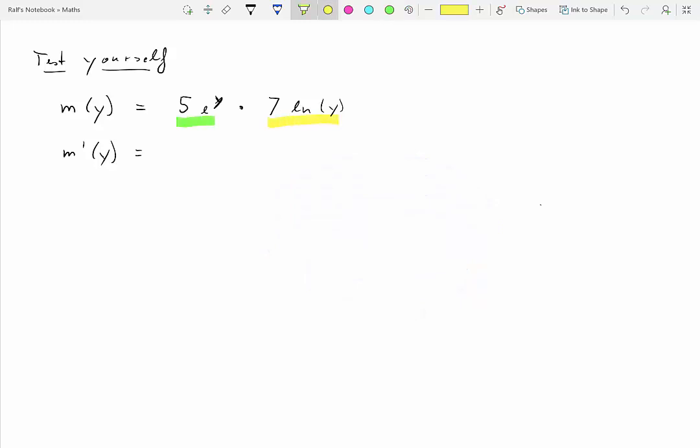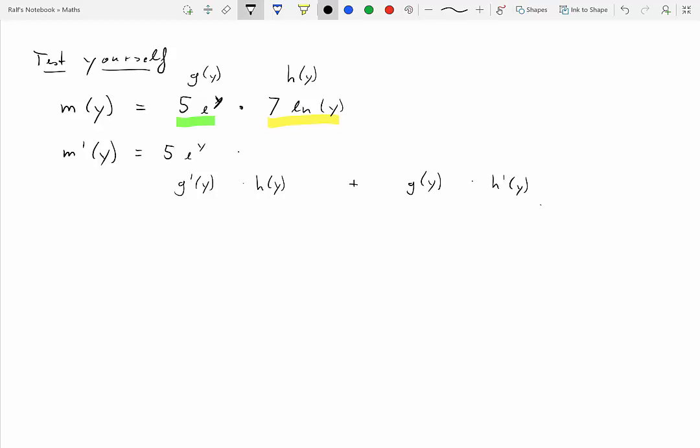So here's the solution. Here are our two functions, the green bit, the yellow bit: 5 times e to the y and 7 ln y. We can proceed as methodically as we did before. We first label the green part as g of y and the yellow part as h of y. And if we state what our product rule requires us to do, it requires us to assemble m prime of y as g prime of y times h of y plus g of y times h prime of y.